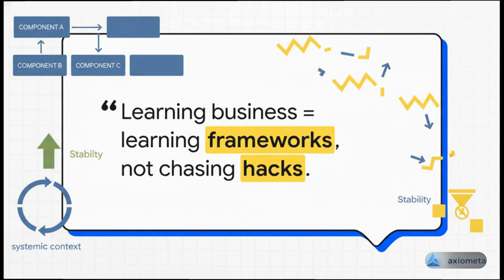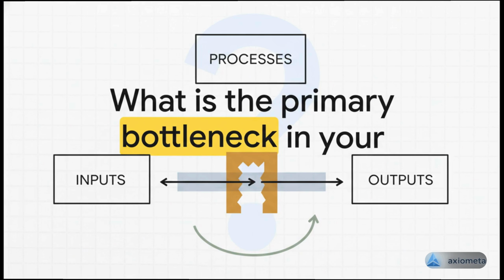The operational value of this entire system really lies in this distinction. Chasing hacks is about applying isolated tactics without understanding their context within the system. Understanding the framework, however, allows for systematic problem solving because you can identify which component is malfunctioning and know what corrective action is needed. A system's performance is ultimately limited by its most significant constraints, its bottleneck.